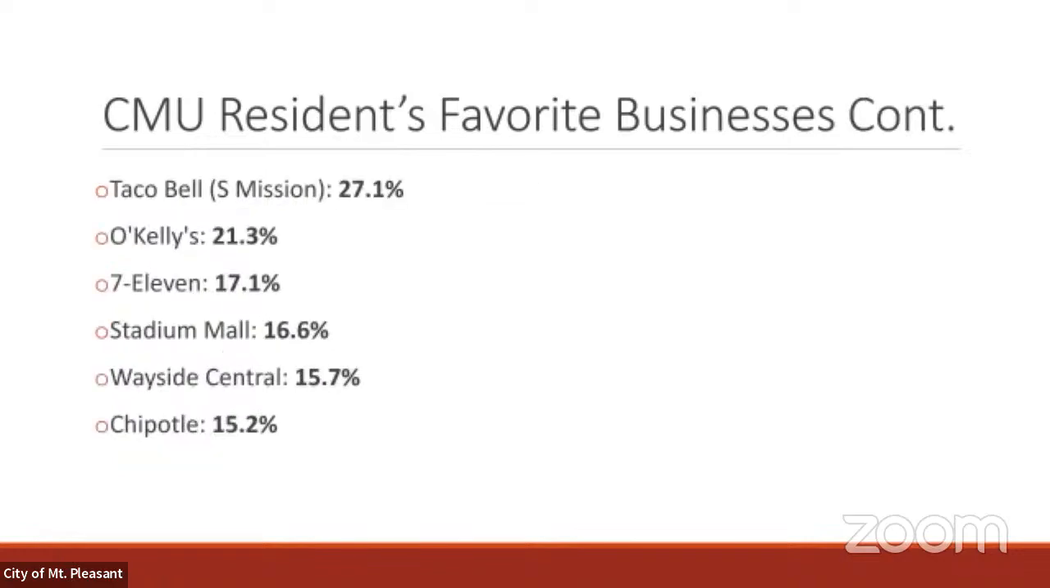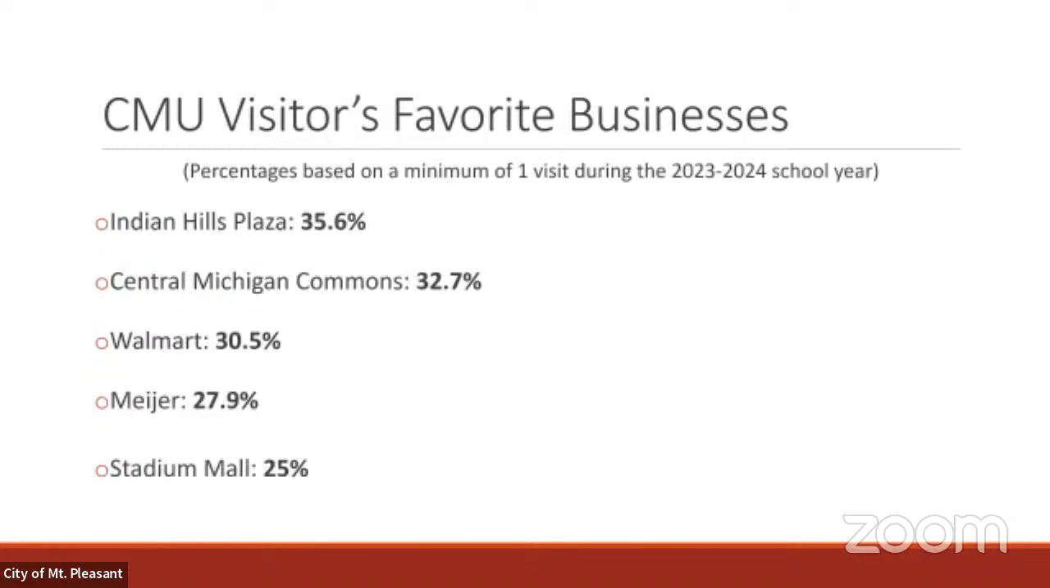Stacked onto that, we also looked at where the people who were visiting CMU's favorite places were, or I'm sorry, that's actually the opposite. This is the residents, the previous one was the visitors. So the residents' favorite businesses were Taco Bell, O'Kelly's, 7-Eleven, Stadium Mall, Wayside Central, Chipotle, and then we get into the visitors now. So the visitors' favorite places were Indian Hills Plaza, Central Michigan Commons, Walmart, Meijer, Stadium Mall.